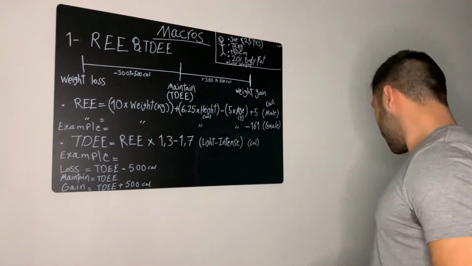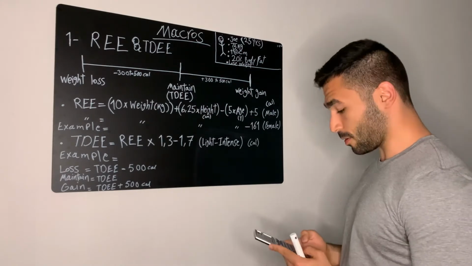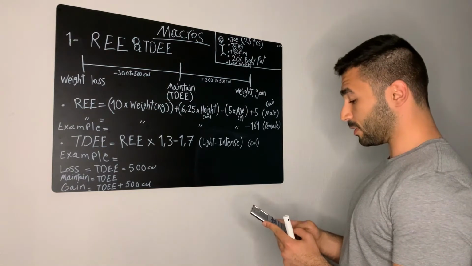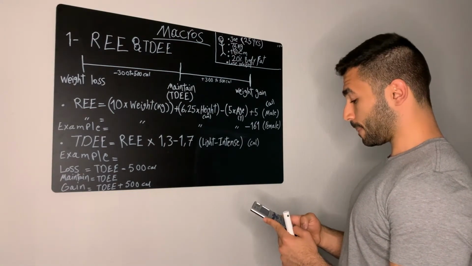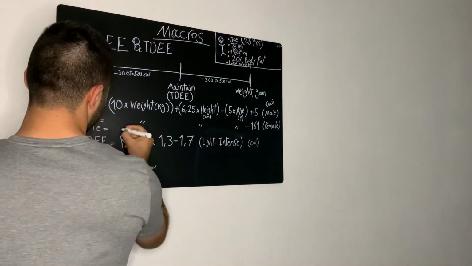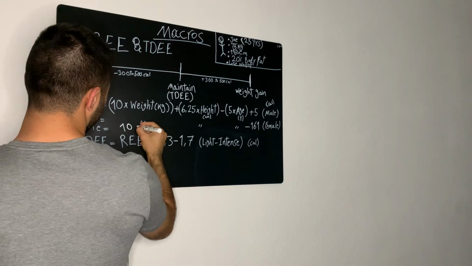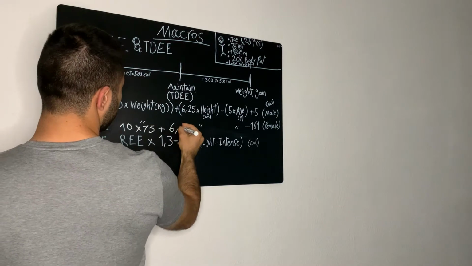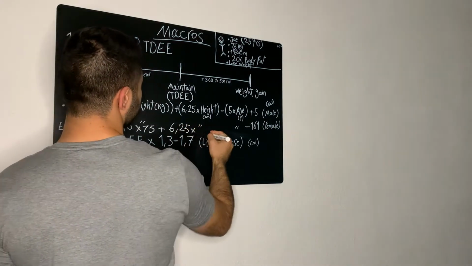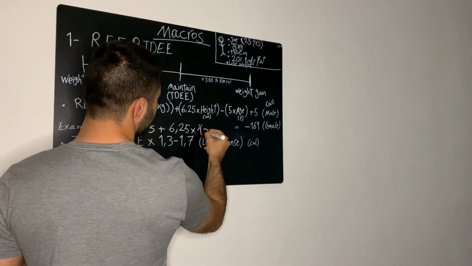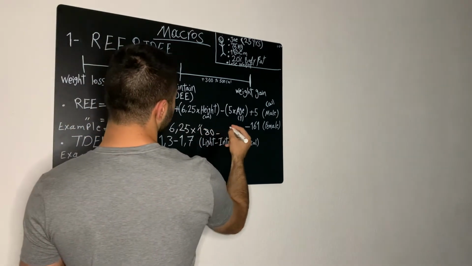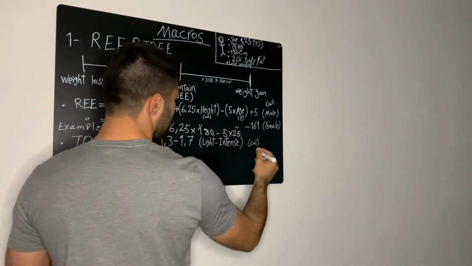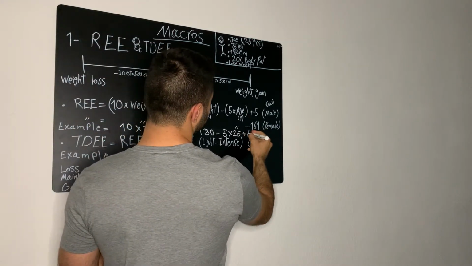For that, I need my calculator. All right. Okay. 10 times his weight, which is 75. I'm going to write it down. So 10 times 75, then plus 6.25 times his height. What is his height? 180 centimeters, minus 5 times his age, which is 25, and plus 5 at the end.